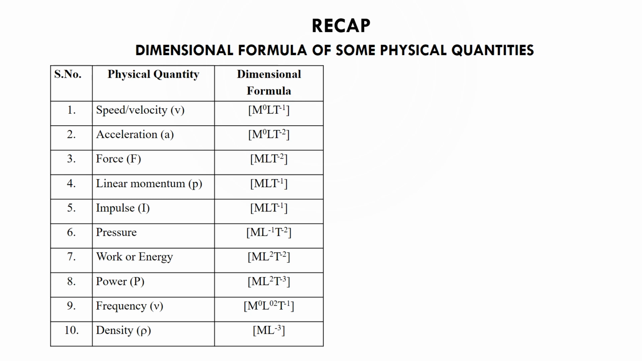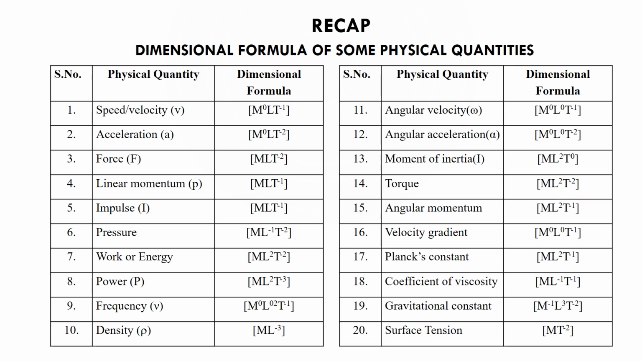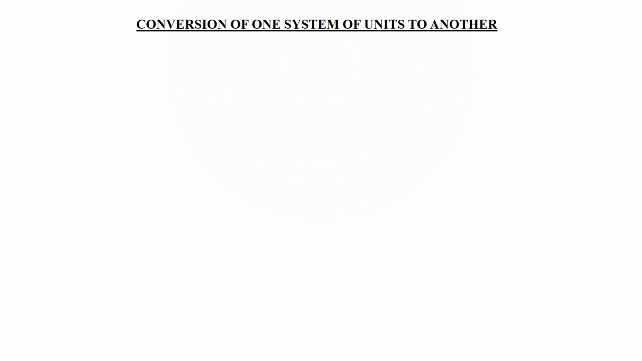So let's recap what we have done. The dimensional formula of physical quantities. Do you remember we have done these 20, which are the most important ones for you people. So you should remember them, and if anyone has a problem in understanding, do revisit the previous videos to learn how to get this dimensional formula. Okay, so let's start now.